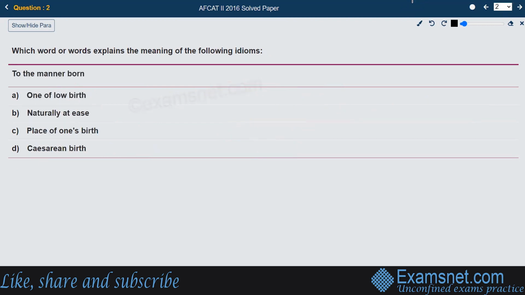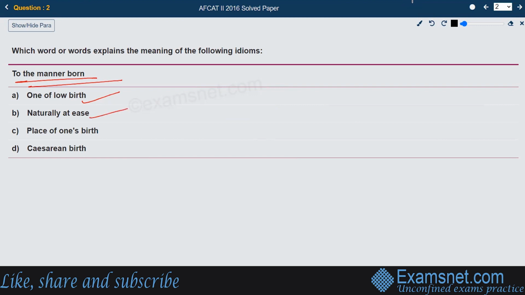Next, which word or words explain the meaning of the following idiom? The next idiom that we have is to the manner born. First option is one of low birth, that means somebody who has taken birth in a lower social category. Another option is naturally at ease, somebody who can do something naturally. There is a talent given to him that he can do a particular kind of work so naturally, he doesn't have to work hard to do that work.